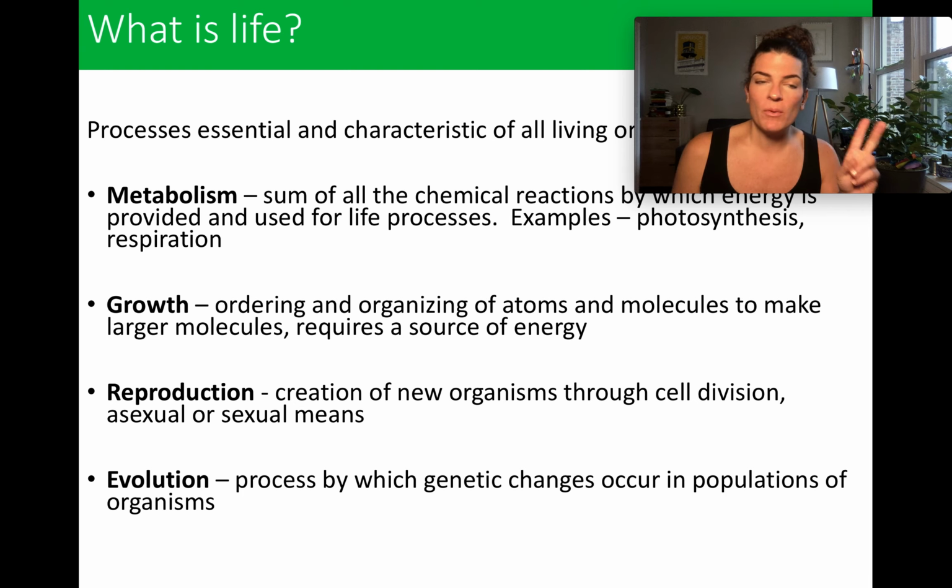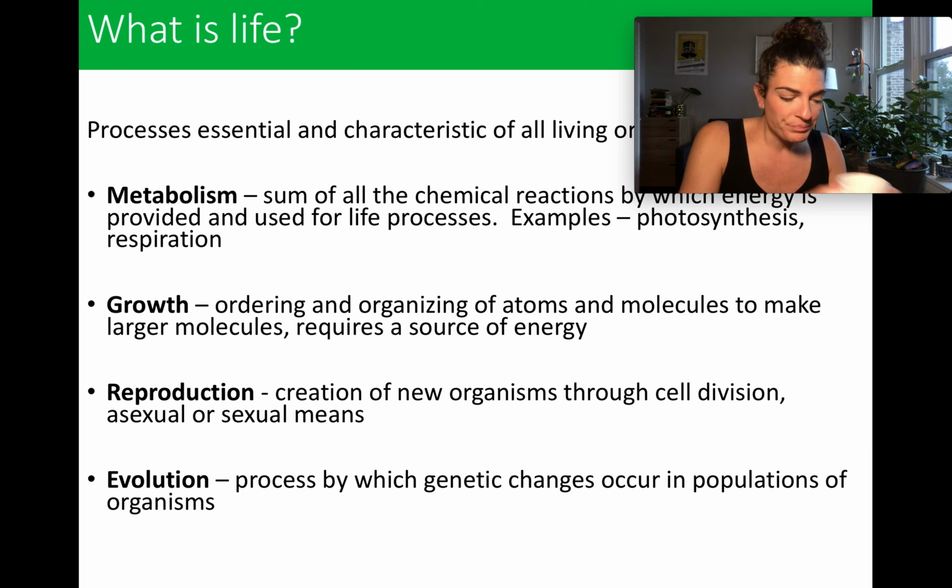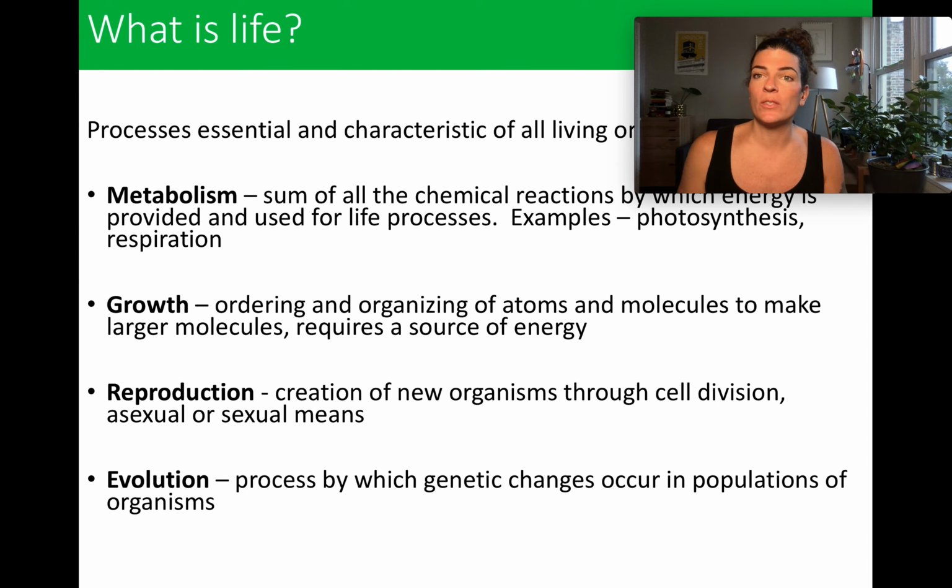So metabolism. The second one is growth. All things grow. This is the ordering and organizing of atoms and molecules to make larger molecules. Some things are single-celled, so they don't grow that much, but they still grow. They still do some ordering and organizing. And then for humans, for example, we grow a lot. And this growth requires a source of energy which comes from our metabolisms. So we have metabolism, we have growth, we have reproduction. All organisms must reproduce, whether it's through asexual cell division or sexual means, we must reproduce.